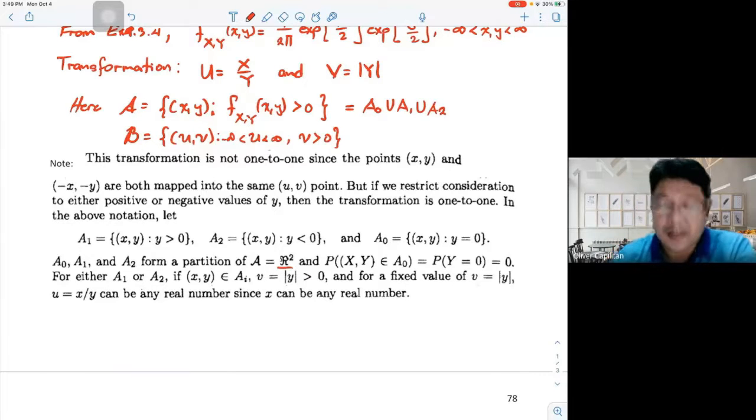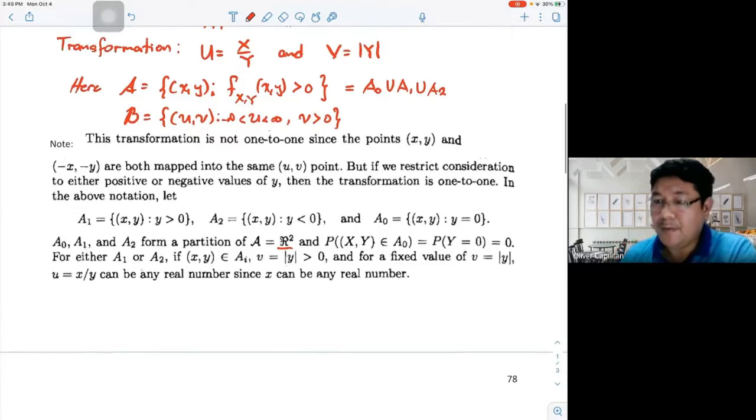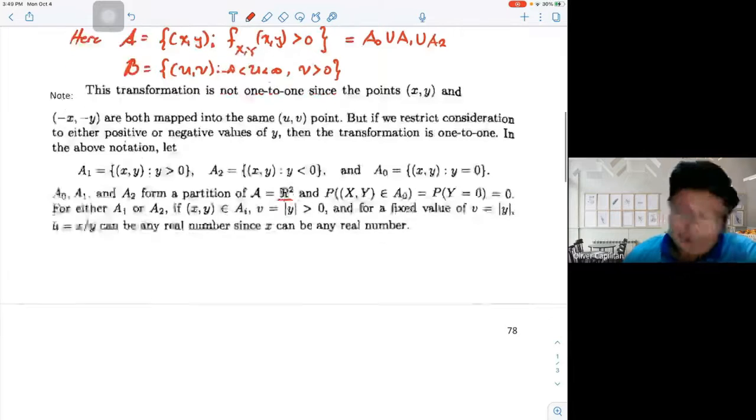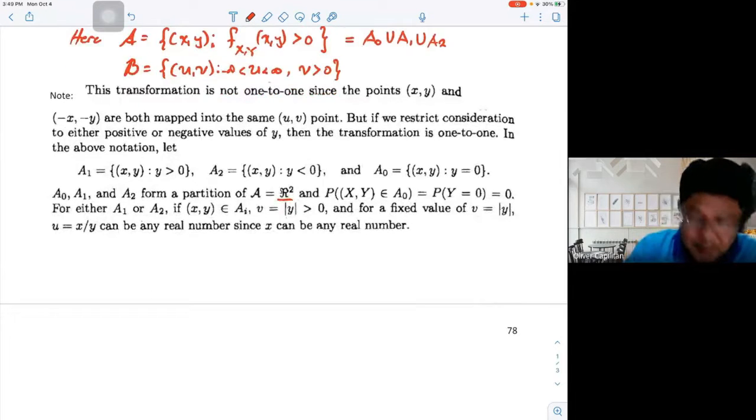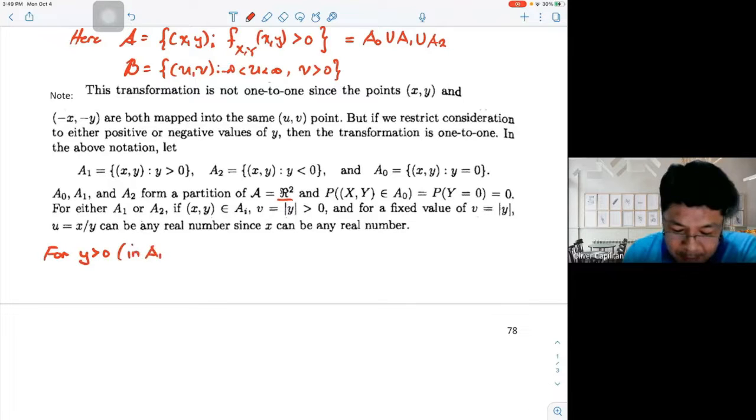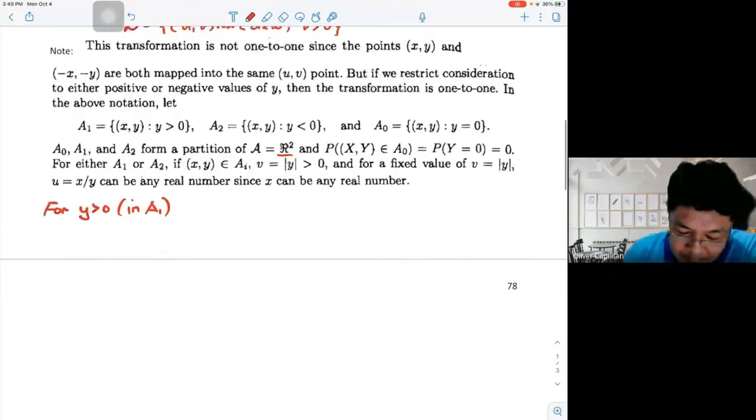Okay, so we have here v is equal to the absolute value of y, u is equal to x over y. u can be any real number since x can be any real number. So now, considering y to be greater than 0, that is in the set A sub 1, we have this transformation.